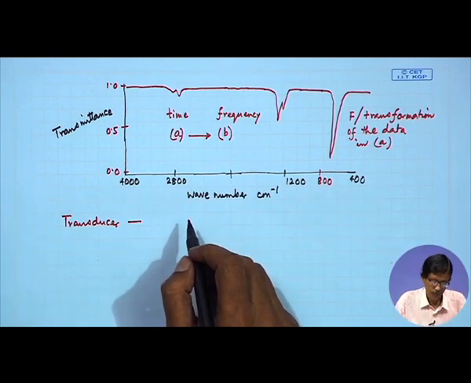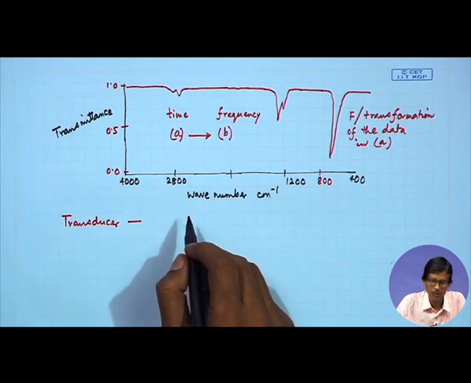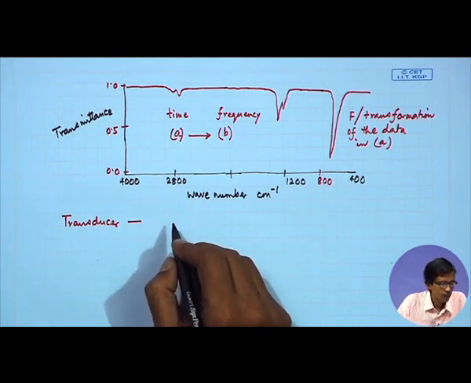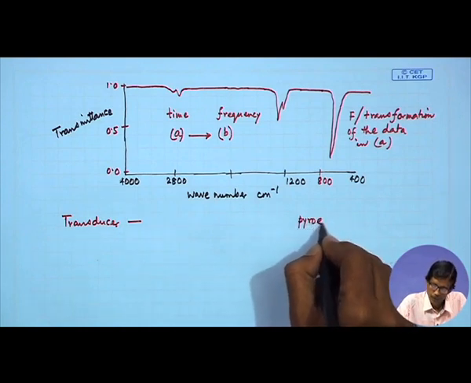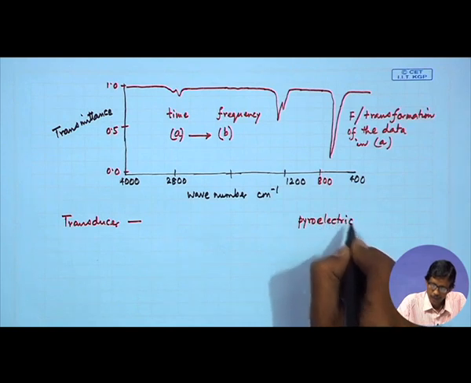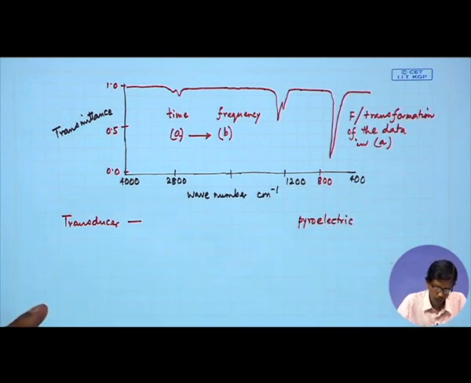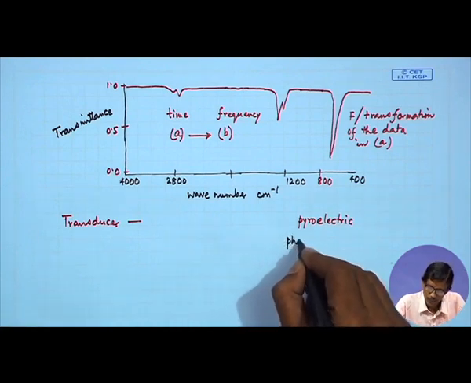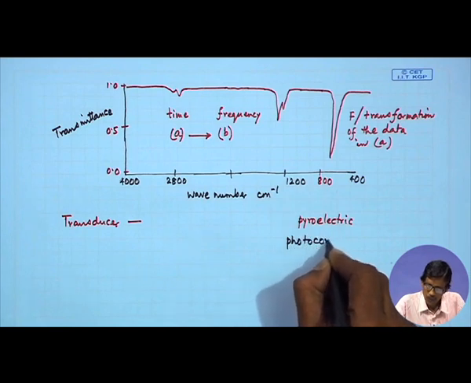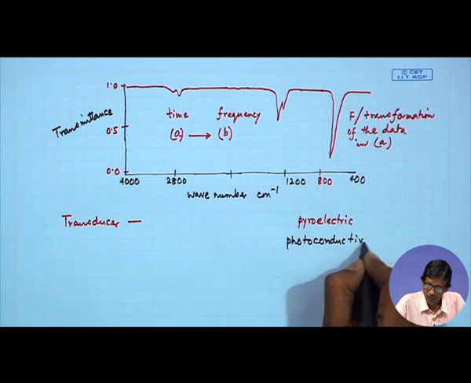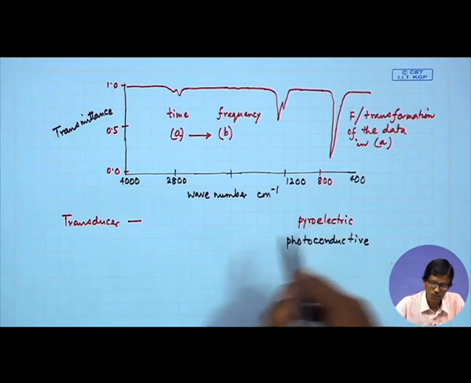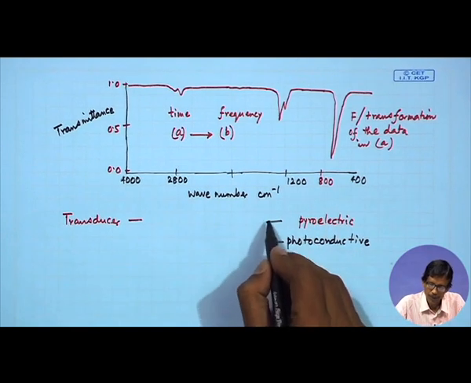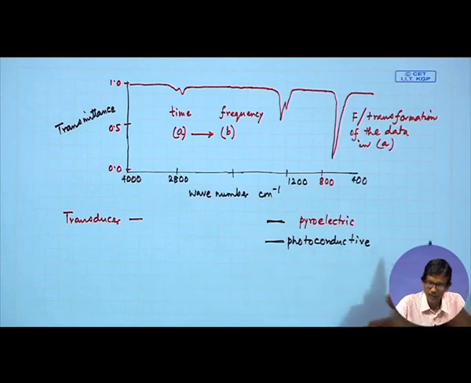So, what are the very basic or most commonly used transducers for this sort of instrument? One is the pyroelectric one, known as the pyroelectric transducer, and the other one is photoconductive. These are the two most commonly used transducers for this measurement, that means for the signal that is getting absorbed by the sample.